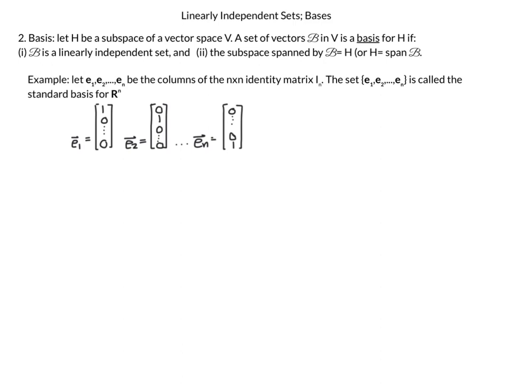Our next example, let E1, E2 up to En, and this is what E1 and E2 up to En look like. It's the vectors with all zeros except in this index, like for E1, except in the first position. If it's E2, then it's 1 in the second position. So zeros everywhere except for this index number. That's where there's a 1. So let that be the columns of an n by n identity matrix In. Then the set of vectors here is called the standard basis for Rn.